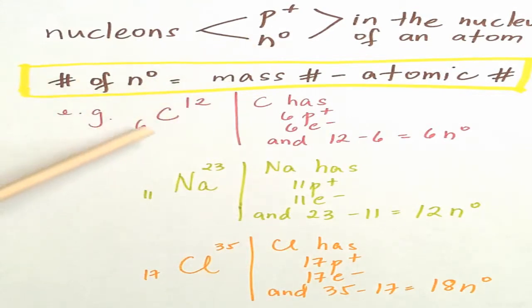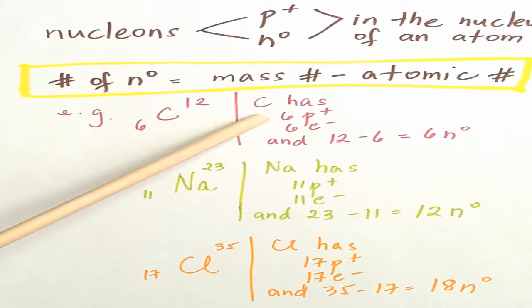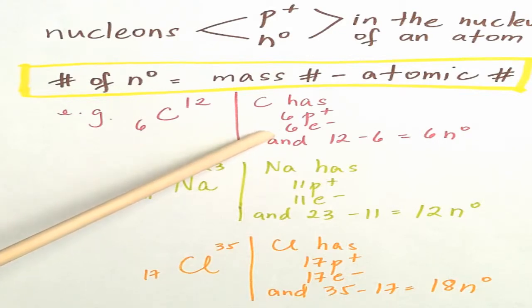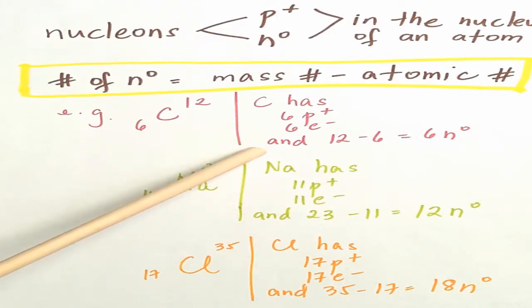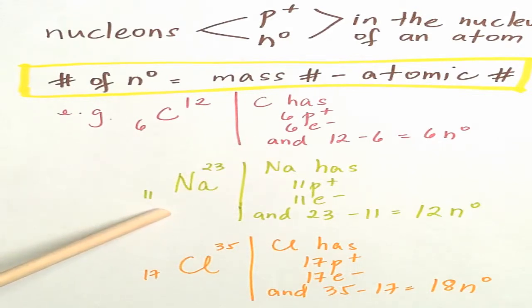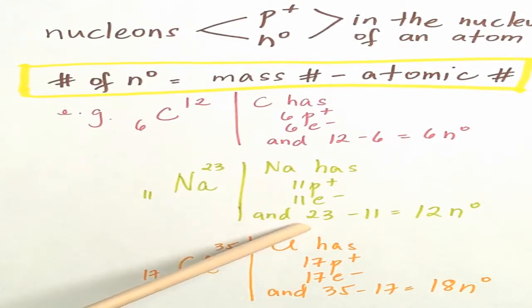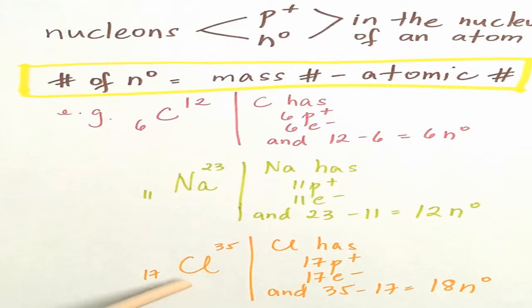For example, if we have carbon C-12 with atomic number 6, this means that carbon has 6 protons, it has 6 electrons, and 12 minus 6 or 6 neutrons. Sodium-23 with atomic number 11 has 11 protons, it has 11 electrons, and 23 minus 11 or 12 neutrons. Chlorine-35 with atomic number 17 has 17 protons, it has 17 electrons, and it has 35 minus 17 or 18 neutrons.